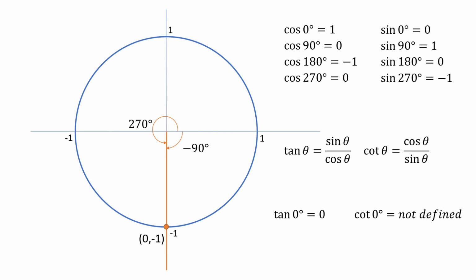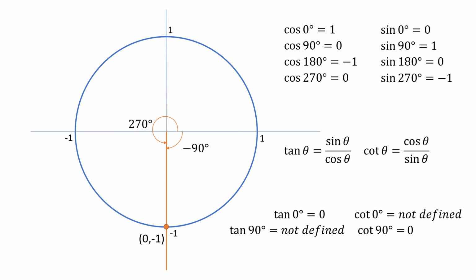Now, when we go back to 90 degrees, things change. They flip, actually. In this case, tangent is 1 over 0 and is not defined. Cotangent, on the other hand, is 0. Right? Now, here I want to just point out one thing.